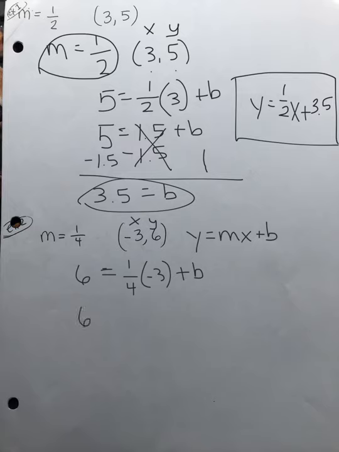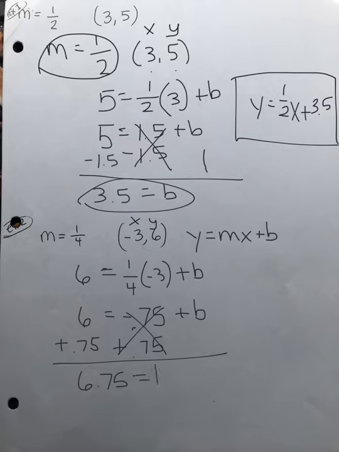So 6 equals 1/4 times -3 is a -0.75. That's something you'd want to do on your calculator. Plus b. I just did these on my calculator before. I don't know these all by heart. Okay, so we got to get that -0.75 to the other side. So we're going to add 0.75, add 0.75, and 6 plus 0.75 is 6.75. Those cross off, equals b.